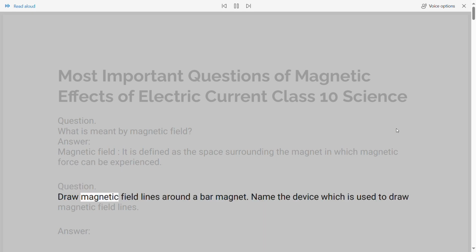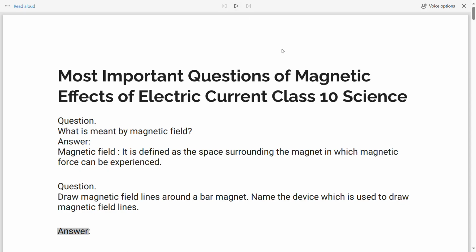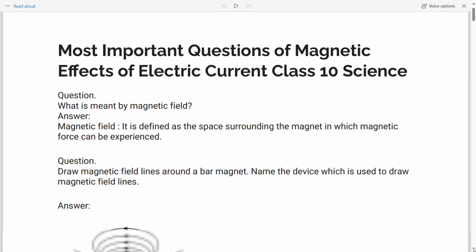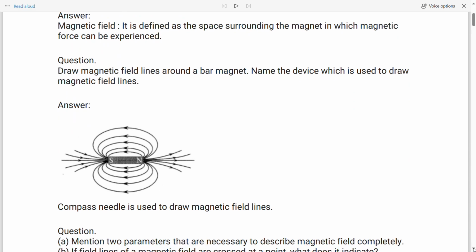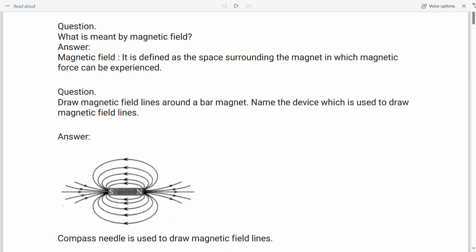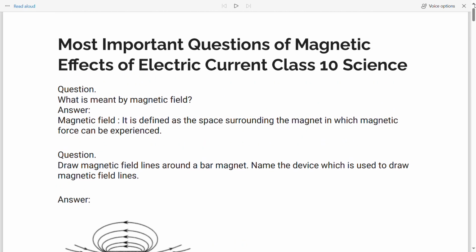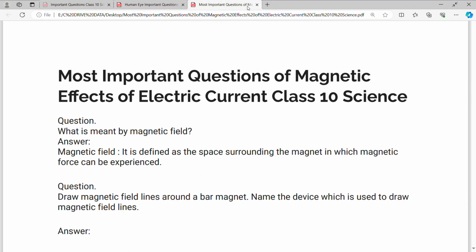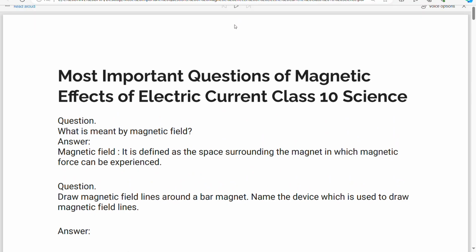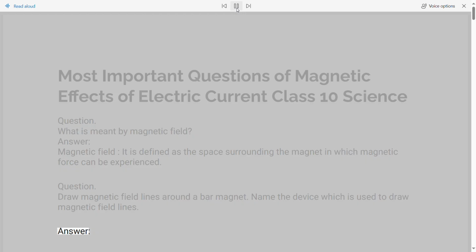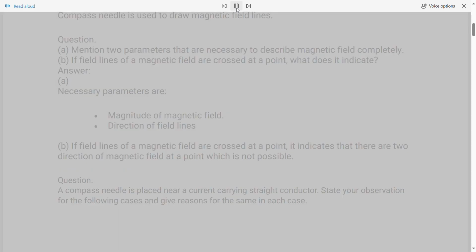Question. Draw magnetic field lines around a bar magnet. Name the device which is used to draw magnetic field lines. Answer. Compass needle is used to draw magnetic field lines.